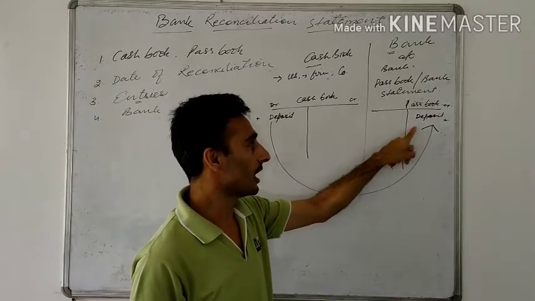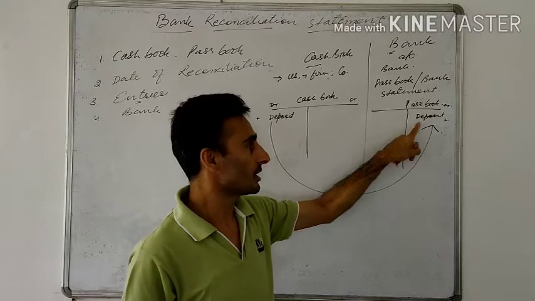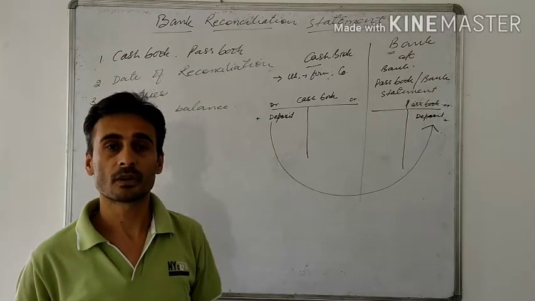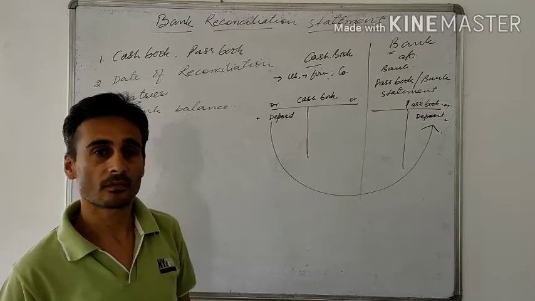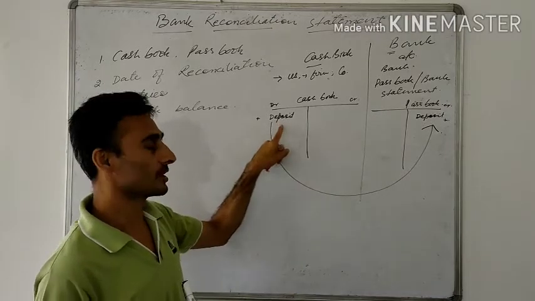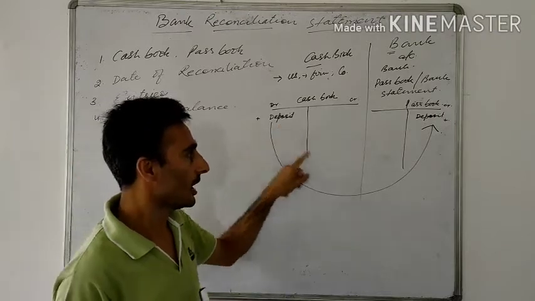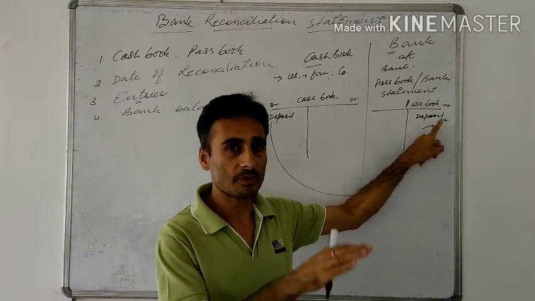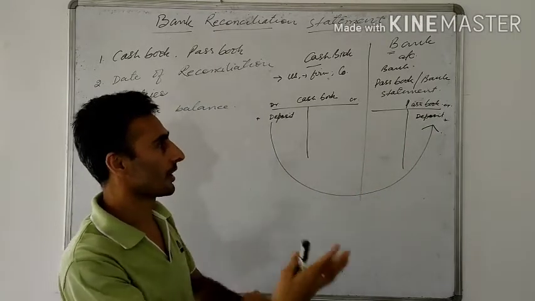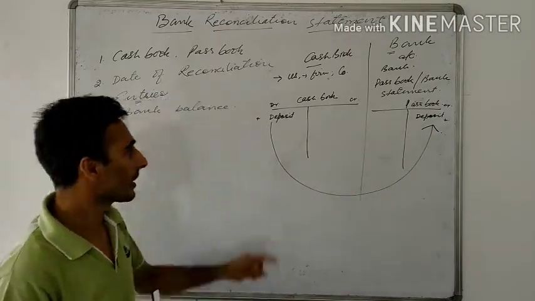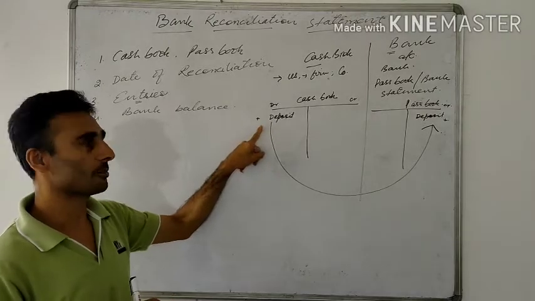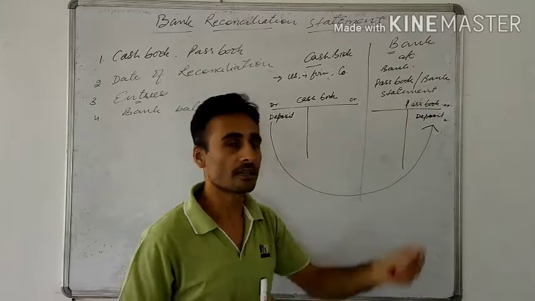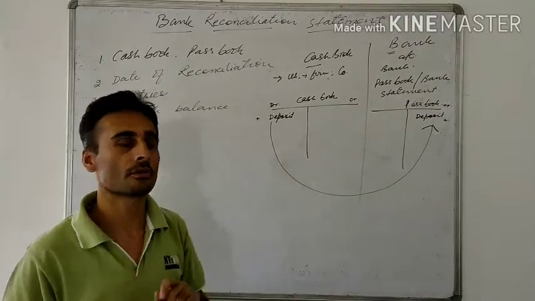Since this is a liability, liabilities need to be credited. Liabilities are credit, you can say. That is why, since this is my asset, it is on the debit side, and this is the liability of the bank, so it is on the credit side. That is the concept behind debit and credit in the passbook. So the deposit will be on the debit side of my cash book, and the same deposit will be on the credit side of the passbook. This is what you have to remember.